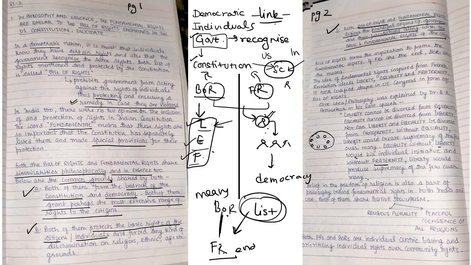Okay, for example, the right to your religion, freedom of religion, is also part of the philosophy behind fundamental rights and Bill of Rights both in India and USA, because India and USA are known as positive secular countries. They share positive secularism. We have religious plurality in both the countries, and we have peaceful coexistence of all religions. It is the same in the US, and the same in India. So this is the essence of the similarity between Bill of Rights and fundamental rights, and you can know this if you have understood what you have studied instead of focusing on cramming things. So this is how you answer the question.